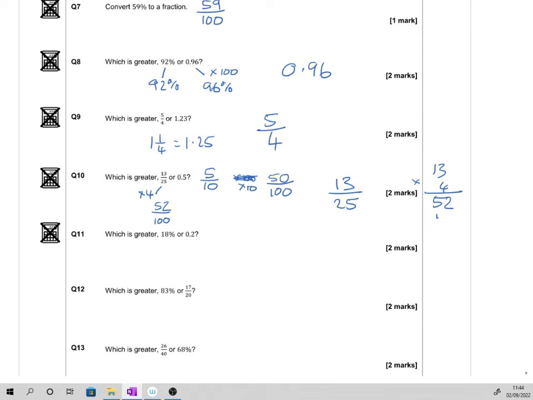So 18%, let's make this a decimal. Divide by 100. 0.18. Right, so 0.2 is bigger than 0.18, so 0.2.